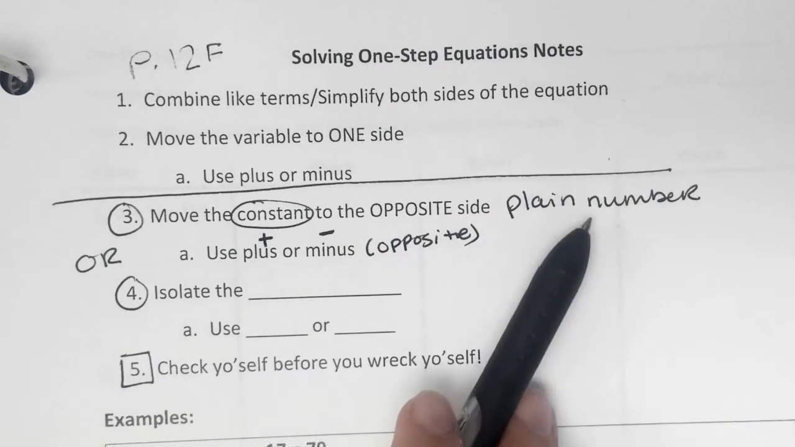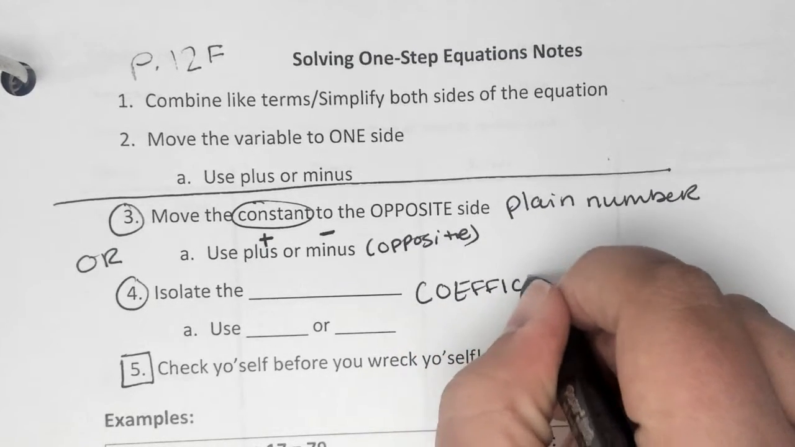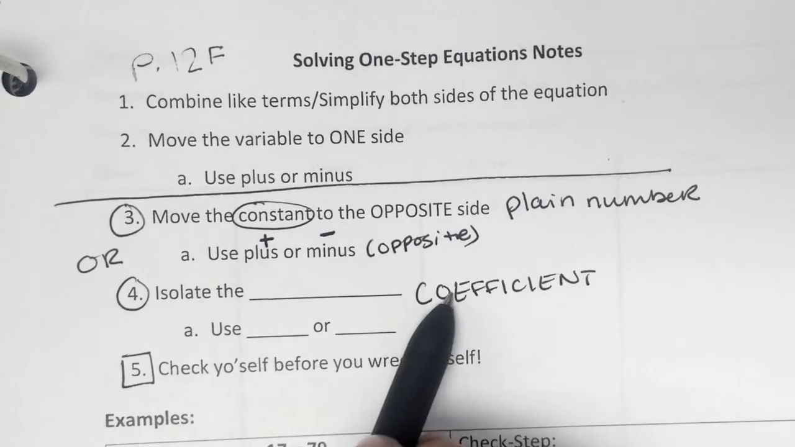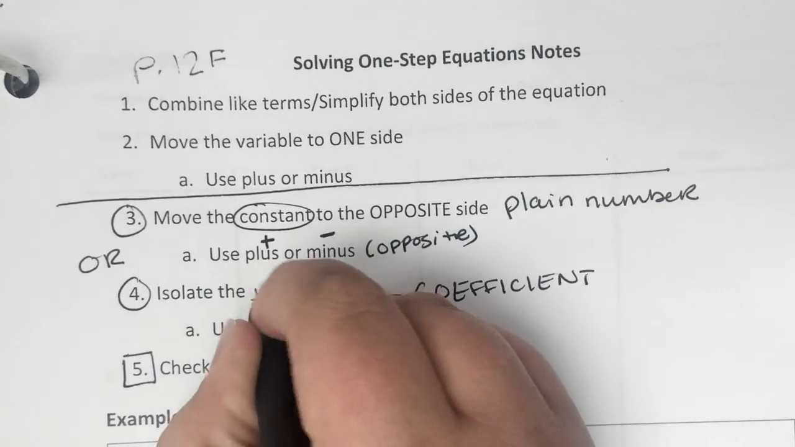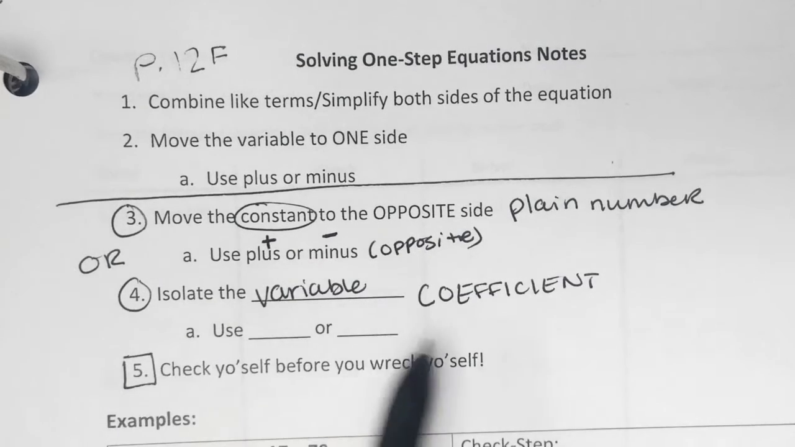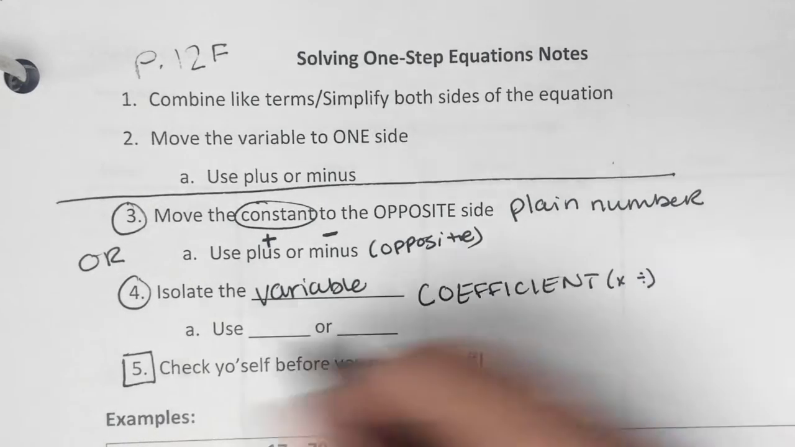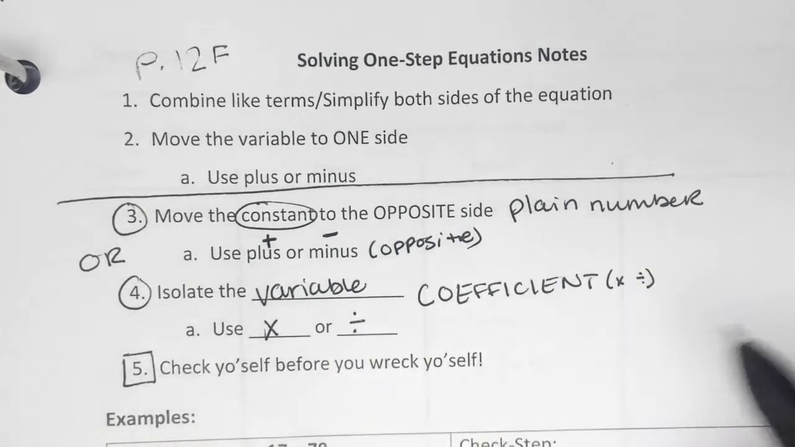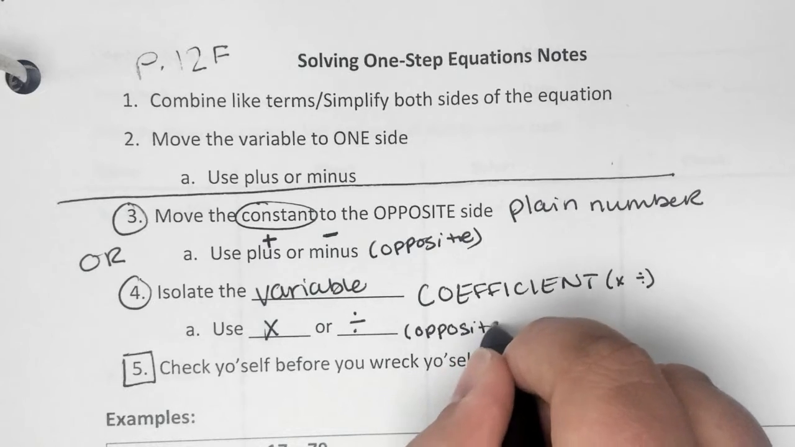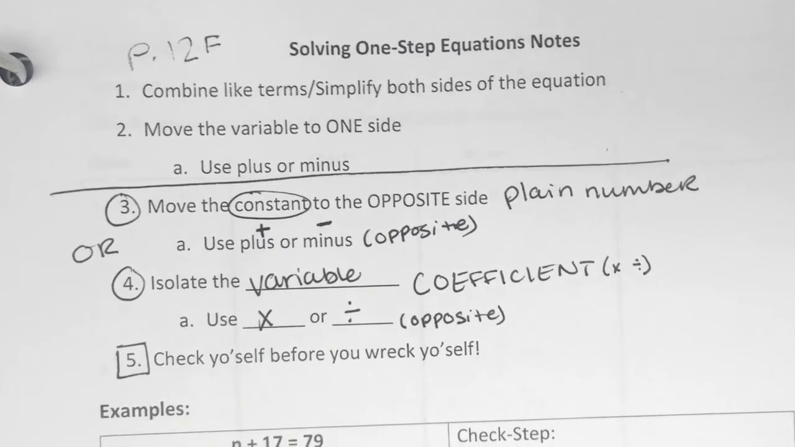If we do not have a constant, then we have a coefficient. We'll have to get rid of the coefficient, which will isolate the variable. Isolate just means gets it all by itself. To get rid of the coefficient, coefficients are multiplying or dividing, so we'll have to use multiplication or division to undo the coefficient. Again, you're going to do whatever is opposite of what is already there. After that, we'll definitely have to check ourselves just to make sure that we have the right answers.